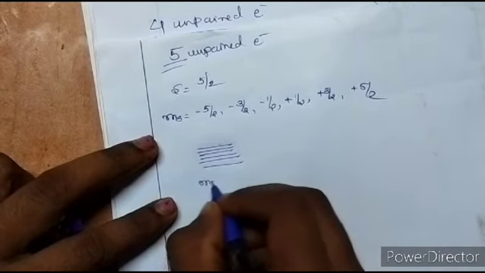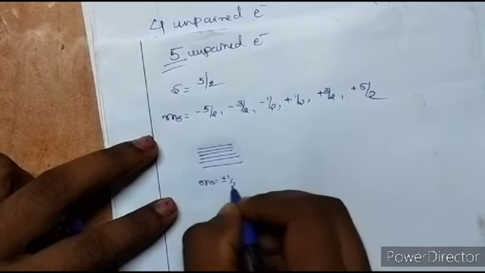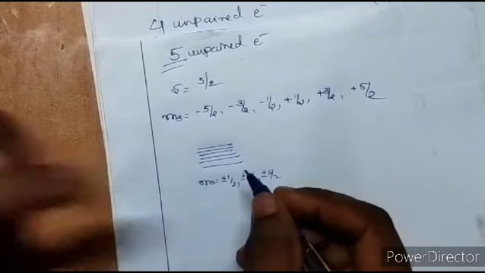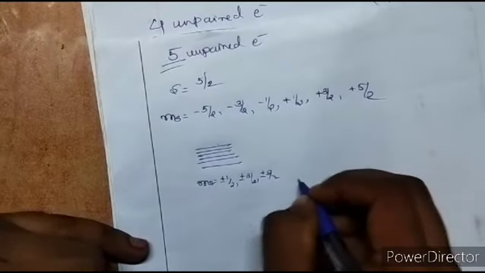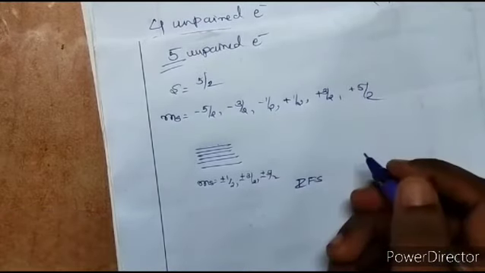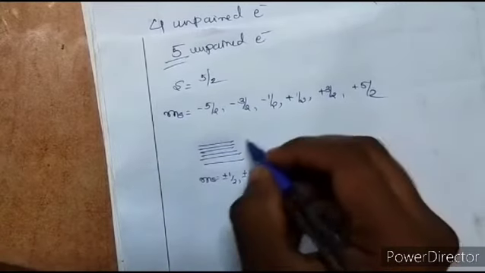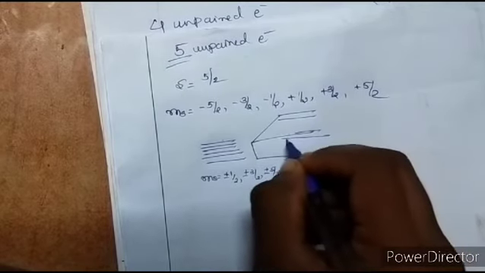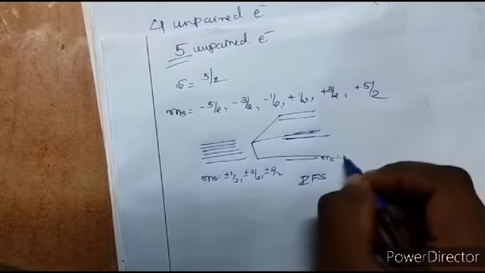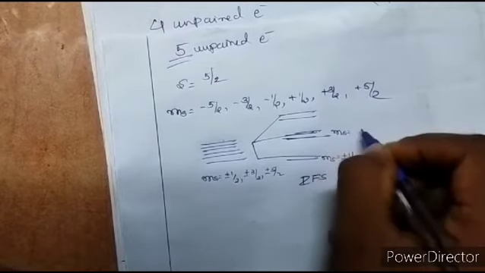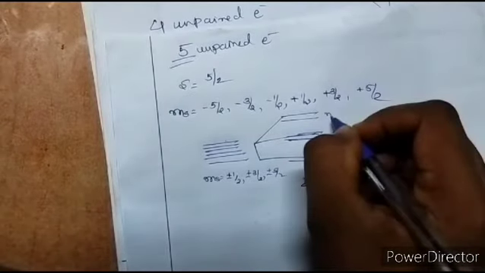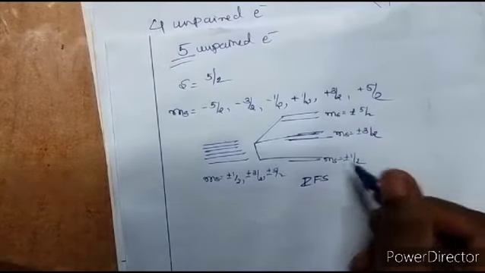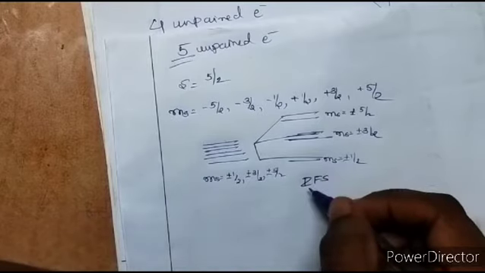Here ms is equal to plus or minus 1 by 2, plus or minus 3 by 2, plus or minus 5 by 2. All have the same energy initially, and because of zero field splitting, what happened? The ms levels will split further like this. This is ms equal to plus or minus 1 by 2, this is ms equal to plus or minus 3 by 2, and this is ms equal to plus or minus 5 by 2. This is because of zero field splitting.